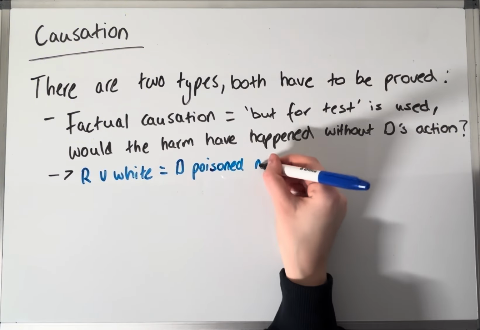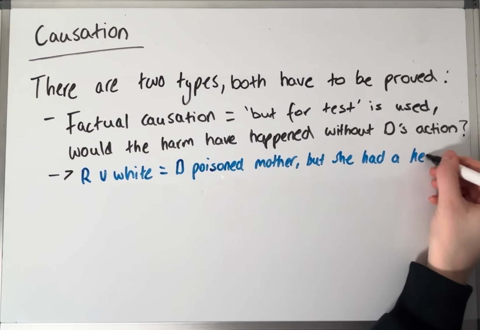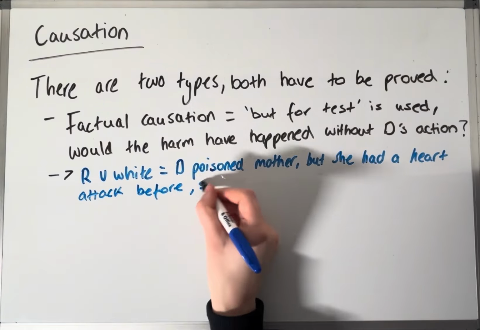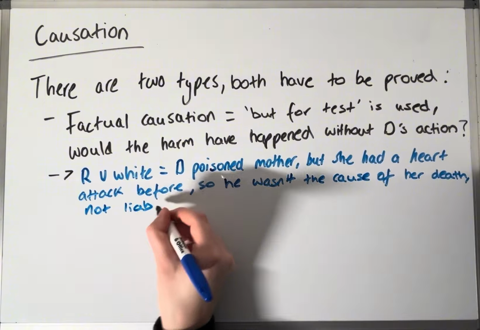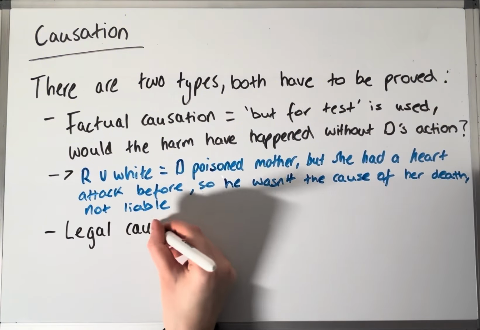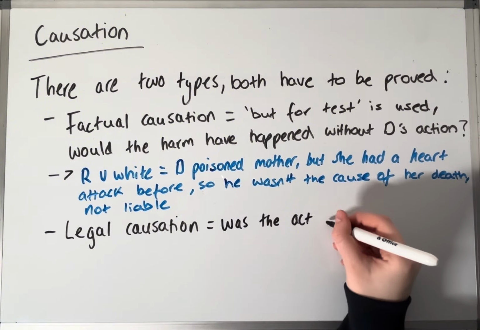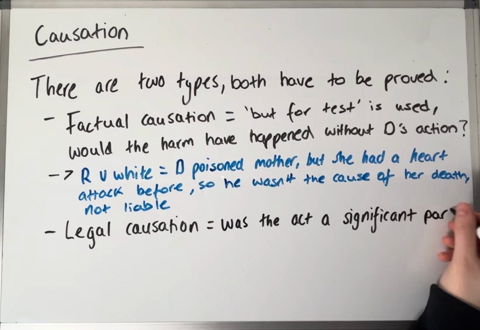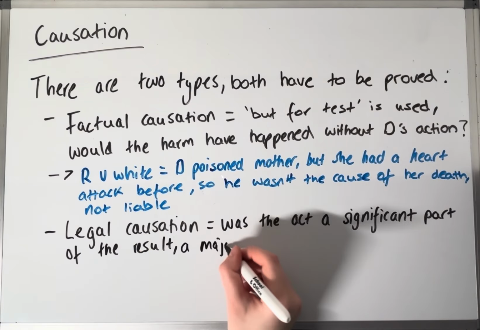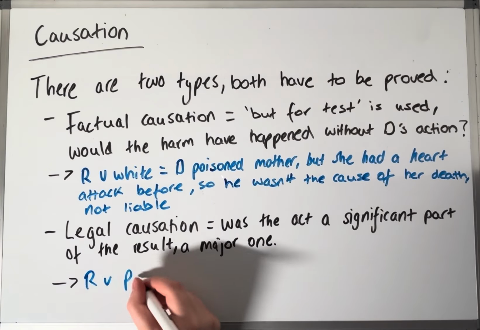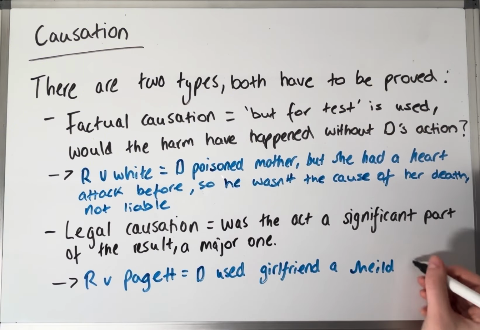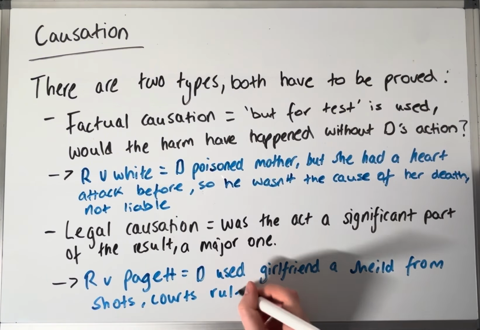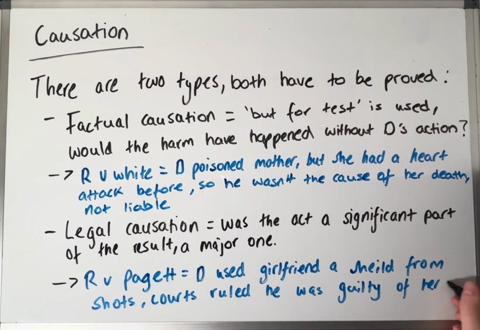White. In this case, the defendant poisoned their mother, but she had a heart attack before, so therefore he wasn't liable for her death. And then there's also legal causation. So was the act a significant part of the result? And it has to be a major one. We see this in R v Pagett. The defendant here used his girlfriend as a shield from shots, and the courts ruled that he was guilty of her death.